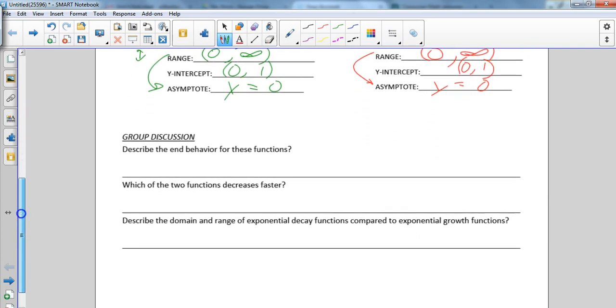Okay, the group discussion questions, unlike yesterday, in the notes, I'm going to leave these blank, and we're going to talk about them in class. But I would like you to think about these questions and be ready to discuss them in class, please.